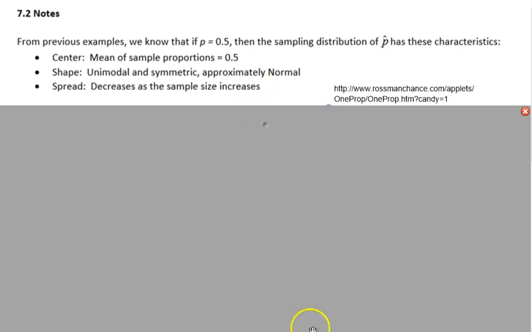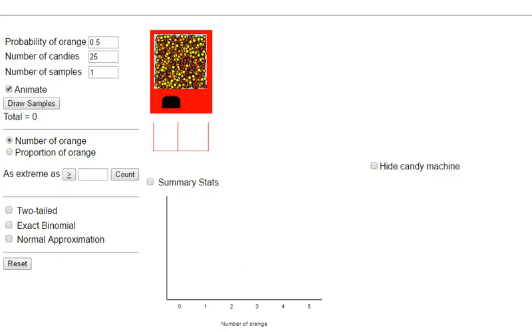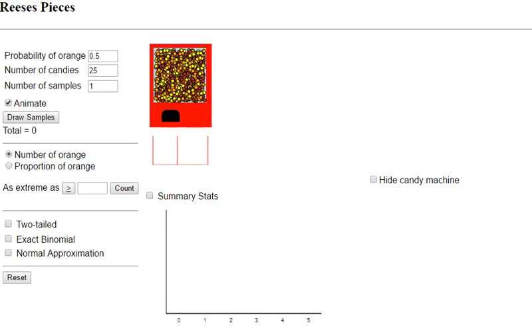Does that make a difference? We're going to examine that by looking at another little applet called the Reese's Pieces applet. And I want to look at what this does. I'm going to change this to 0.45 because we already did 0.5. And we're going to do a sample of 25 candies, and I want to look at the proportion of orange candies. So we're saying the proportion of orange in the population is 45%.